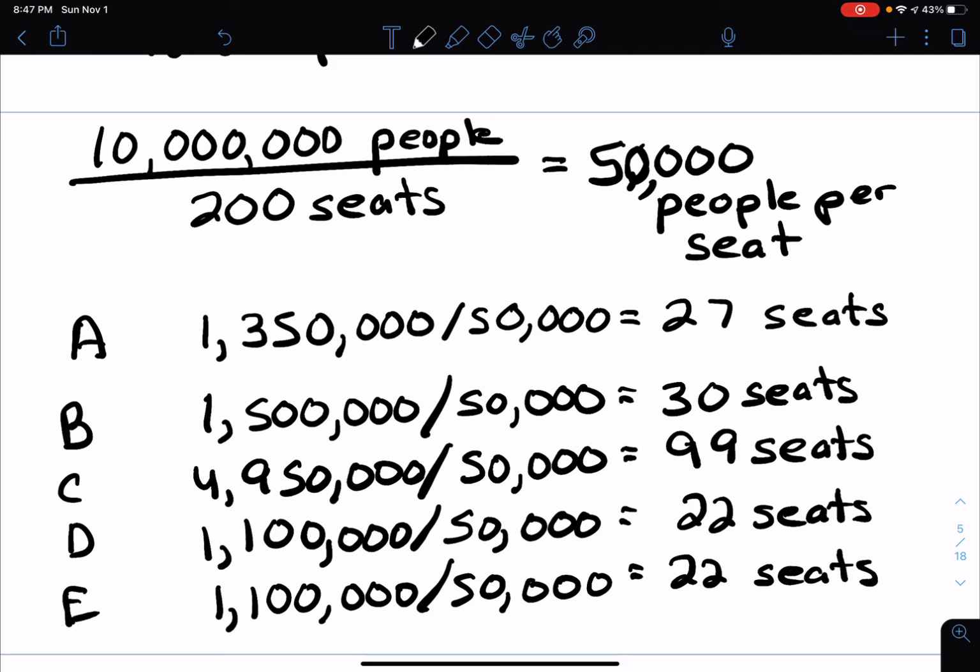All right, and then when you add up the numbers of seats allocated to each state, that's 200 total seats. Okay, so all 200 seats were divvied up nicely along those 5 states. So 50,000 people per seat. That worked out pretty nicely.